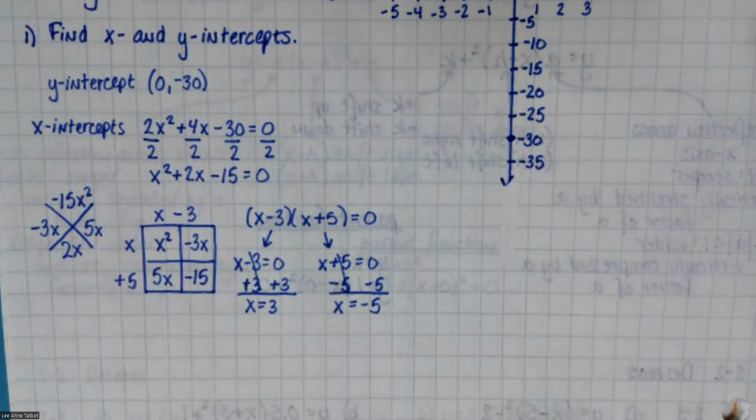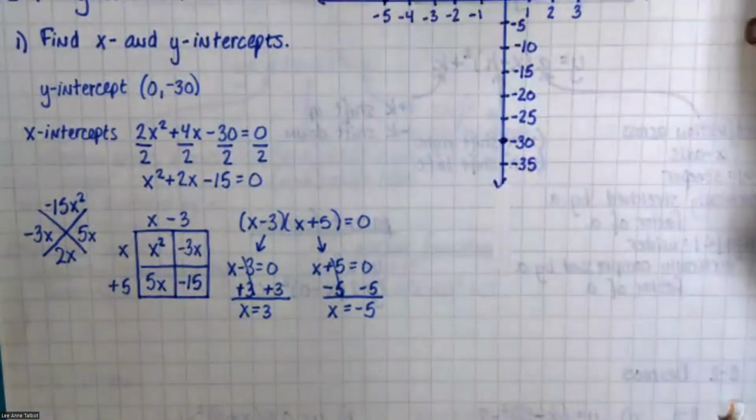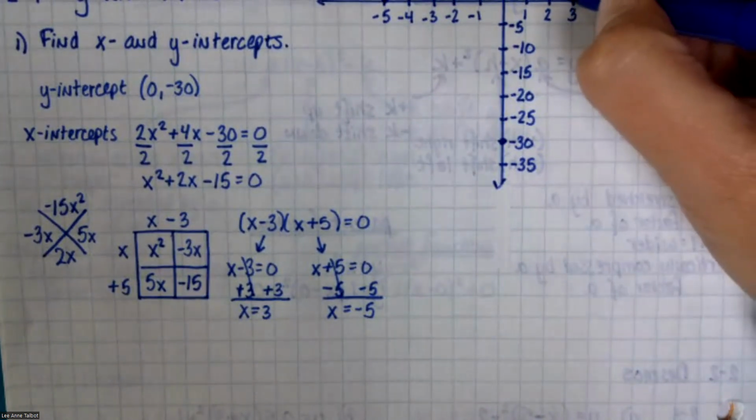Question, do you feel like if you had an equation like this, you could find the y-intercept? Yes. And if it was easily factorable, you could find the x-intercept? Sure, Mr. Probit. Okay, so let's graph those. -5, 3.